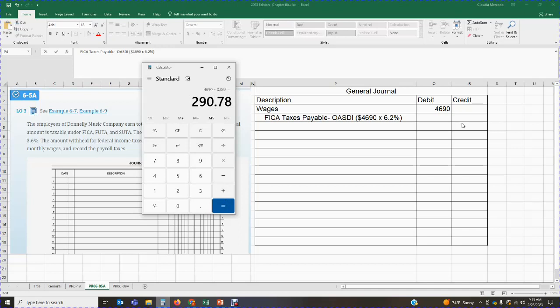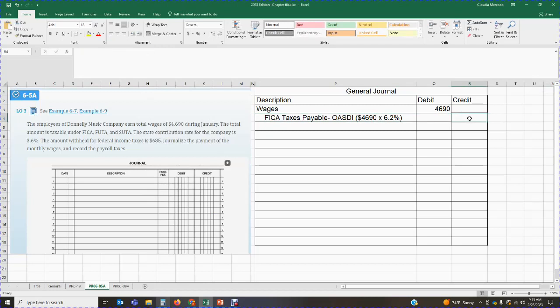So, I'm going to take that money out of the paycheck and I'm going to put it as a credit because remember, this is a payable, this is a liability account, okay? Next, I'm going to have FICA taxes payable.